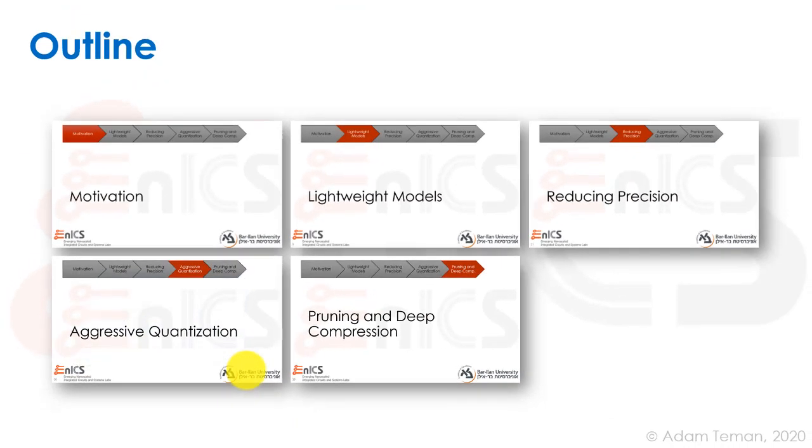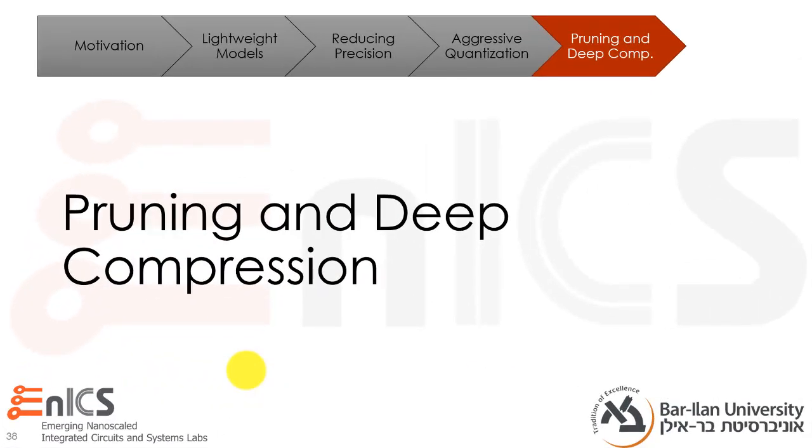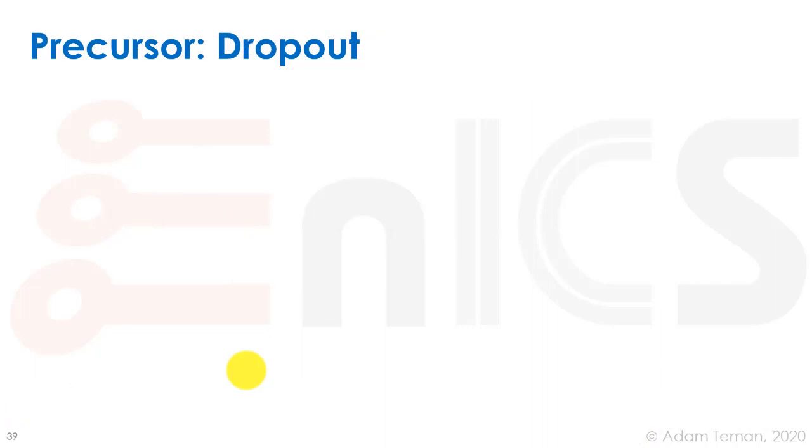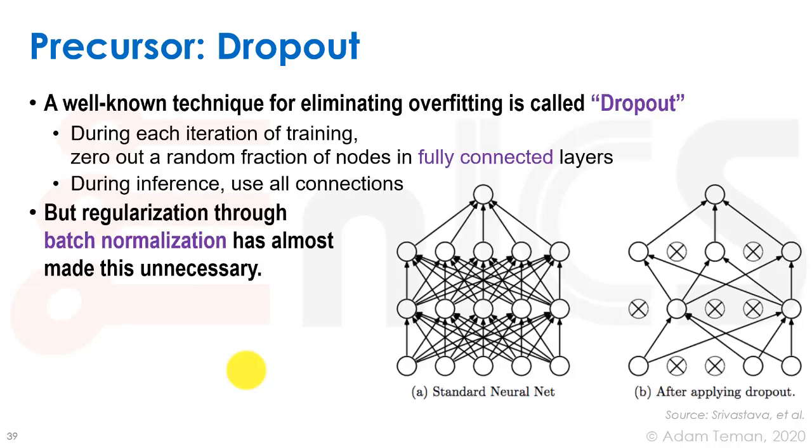Okay, the final subject that I want to discuss with you is pruning and the method called deep compression that was presented by Song Han. Just as a precursor to this, I want to note something called dropout, which I haven't discussed in this lecture before. A well-known technique for eliminating overfitting is called dropout. It's something that used to be used often.